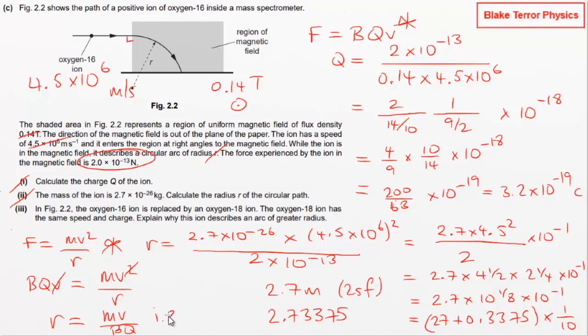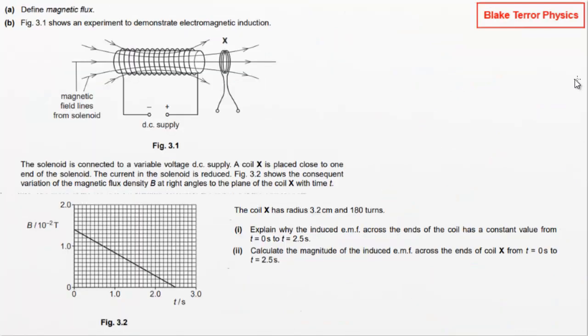So because they've told us that v hasn't changed, q hasn't changed, B hasn't changed, the only thing that's changed is m. So r is proportional to m. So we've put the mass up, m has gone up, so r has gone up. Easy enough. Right, that was quite a nice question. Now we've got one more to do.